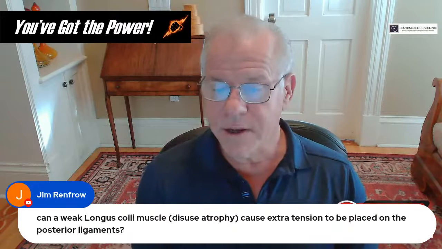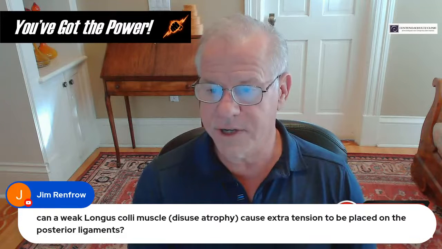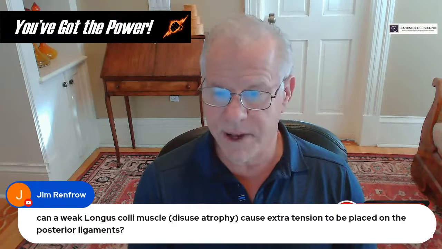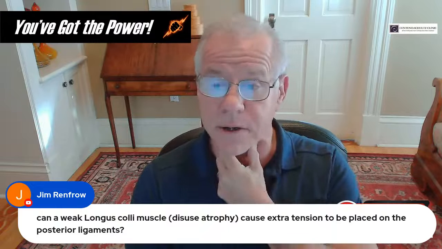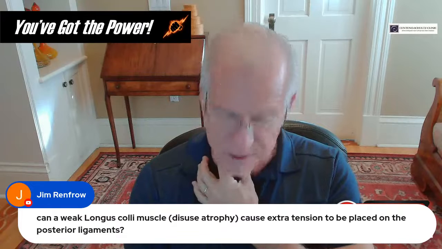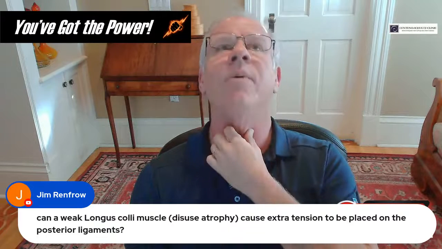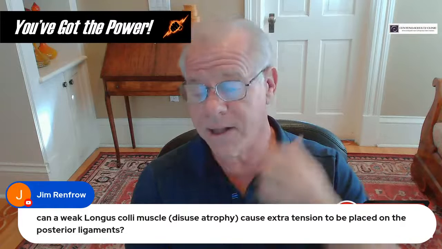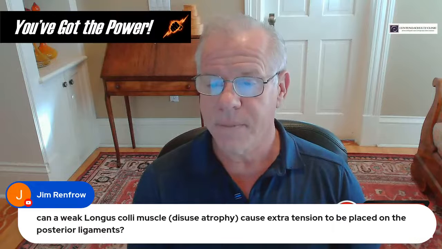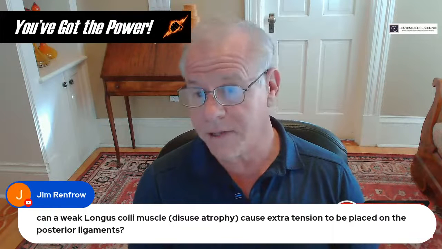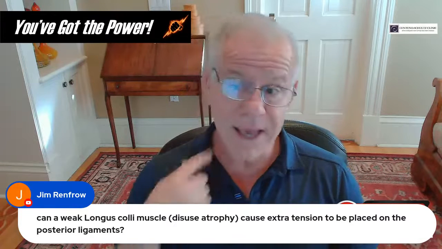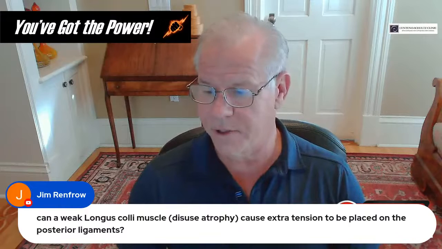Jim, can a weak longus coli muscle, disuse atrophy, cause extra tension to be placed on the posterior ligaments? Yeah, that's a really good question, Jim. So longus coli is up front here, and it's going to be very critical in bending to look down this way, but also when you come back that way, by relaxing and allowing motion to occur in a controlled fashion. So probably not extra tension placed on the posterior ligaments, but certainly extra tension placed on the anterior ligaments, because that's the area that it would control.